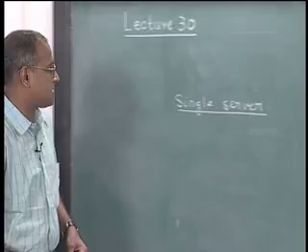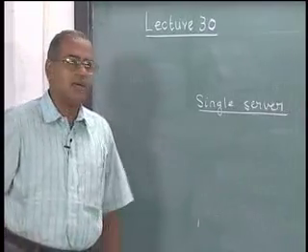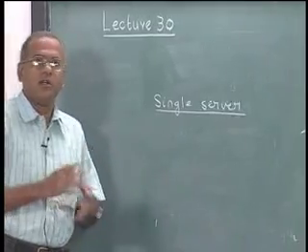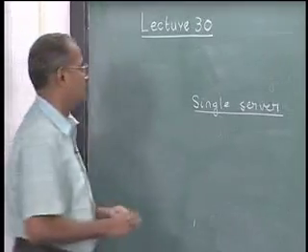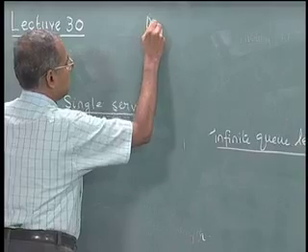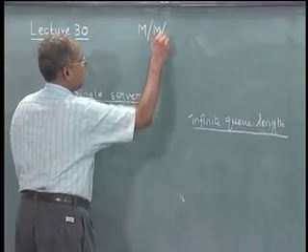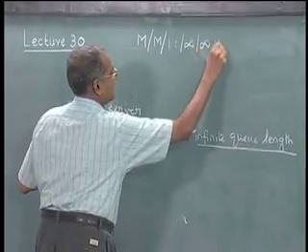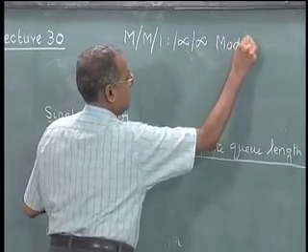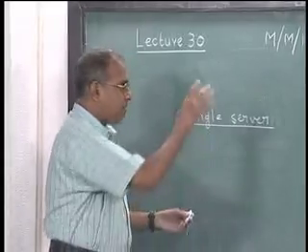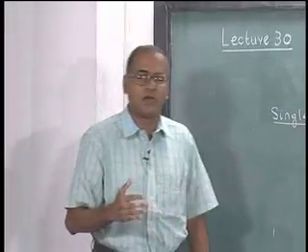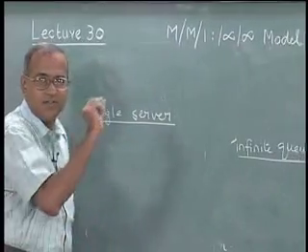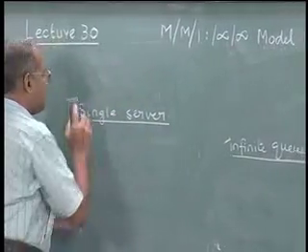So, we start our discussion on the single server infinite queue length model, and we will represent this model following a certain notation. So, the notation that we will use will be called M/M/1/infinity/infinity model. This is part of a very familiar notation called the Kendall's notation. We have used a portion of the Kendall's notation. I have left out one of the spaces in the Kendall's notation.